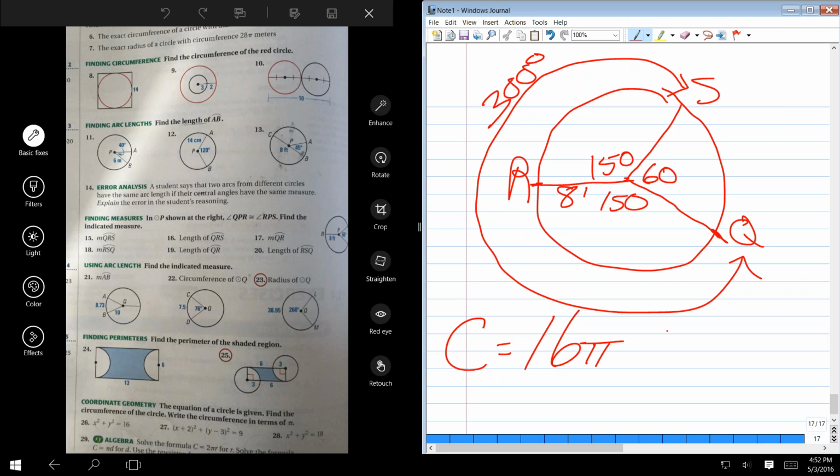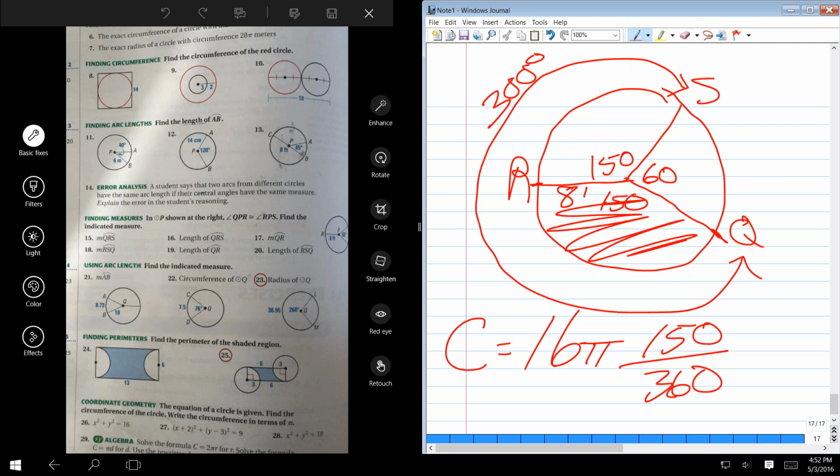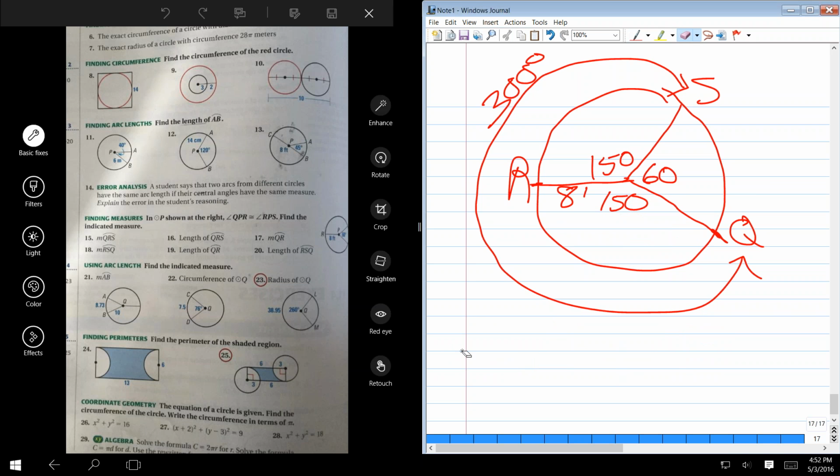What do you mean? What percentage of the circle is this part right here? 150 out of 360. Always, whatever that central angle is, divided by 360 every time. And I'm not going to take this any further. We don't need to be spending our time on arithmetic. So we've done all three arc length questions, and we still need to do the measurement of the arc.